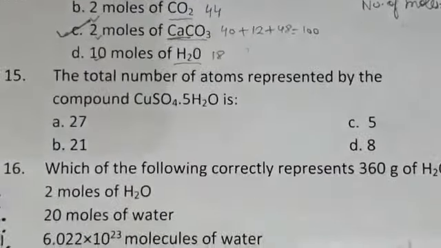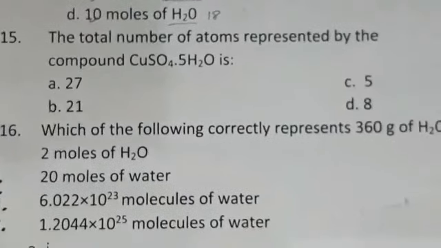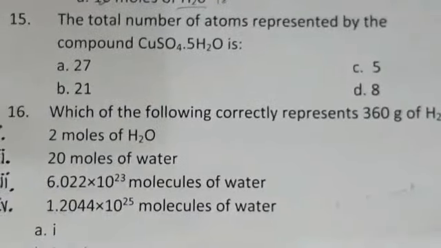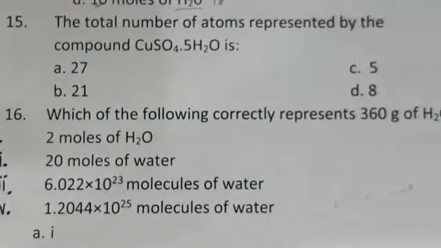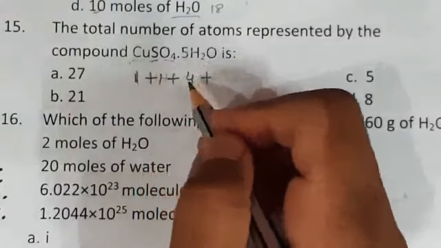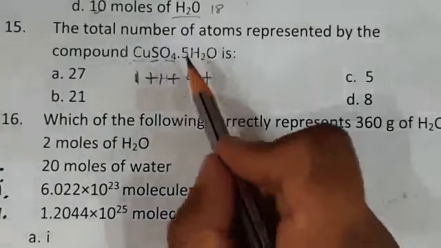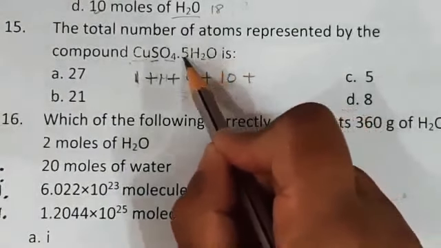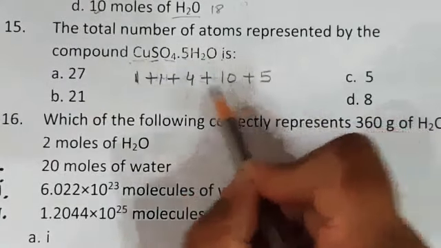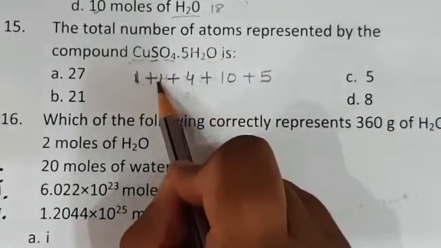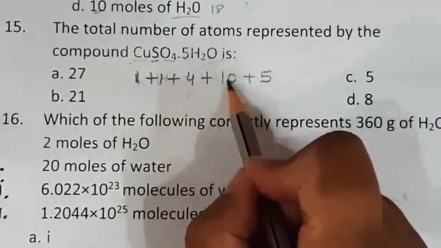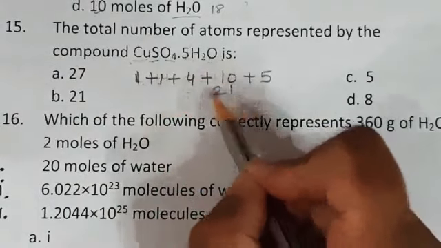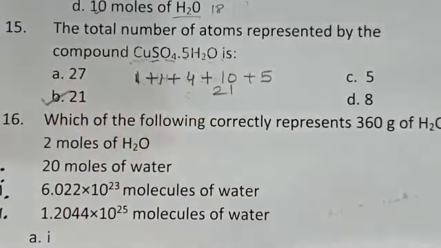The total number of atoms represented by the compound CuSO4.5H2O is. You have to calculate the number of atoms. Plus 5 times water. Means hydrogen it will be 5 times 2, 10. Plus for oxygen it will be 5 times 1, 5. So just add these. 1 plus 1, 2, 2 plus 4, 6, 6 plus 10, 16, 16 plus 5, 21. So the answer is 21.